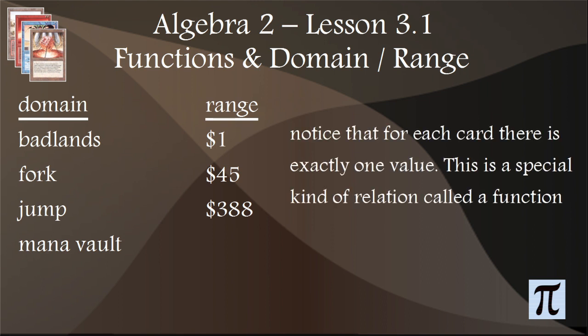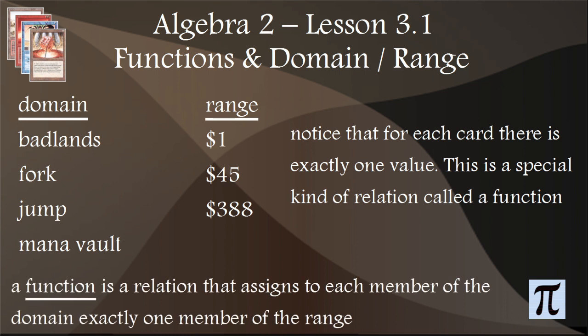Notice that for each card, there's exactly one value assigned to it. This is a special kind of relation called a function. A function is a relation that assigns to each member of the domain exactly one member of the range. You can think of it as an input and an output. For every input you put in, you only get out one output.